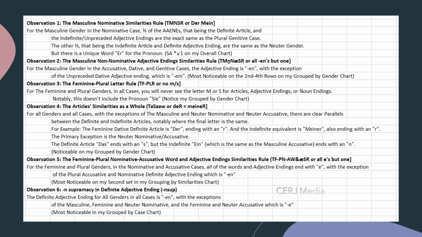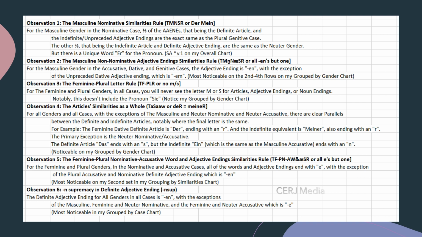The feminine plural letter rule: you'll never see the letters M or S for adjectives, articles, noun endings. Notably, this doesn't include the pronouns because we have Z, which is the plural and feminine third person pronoun.